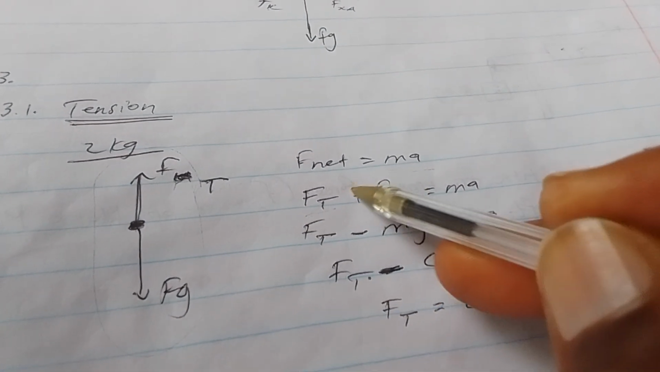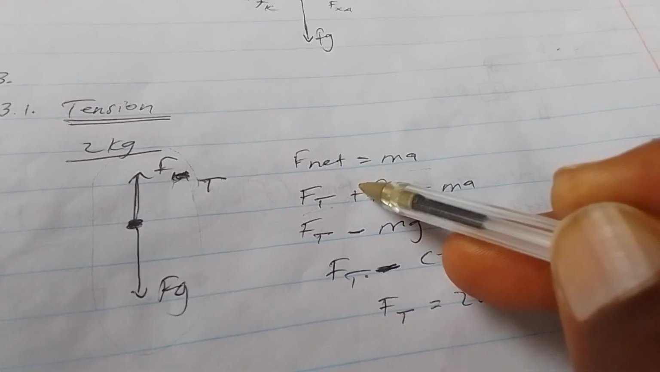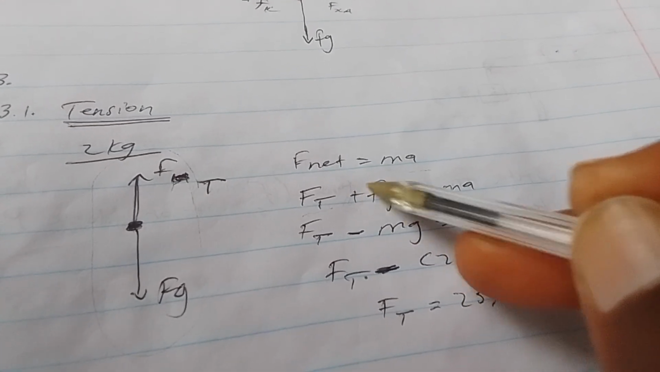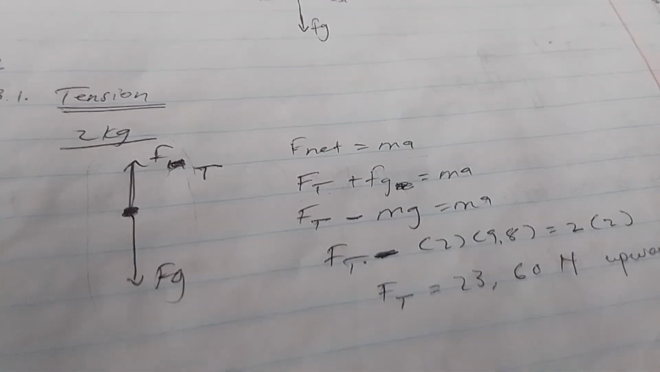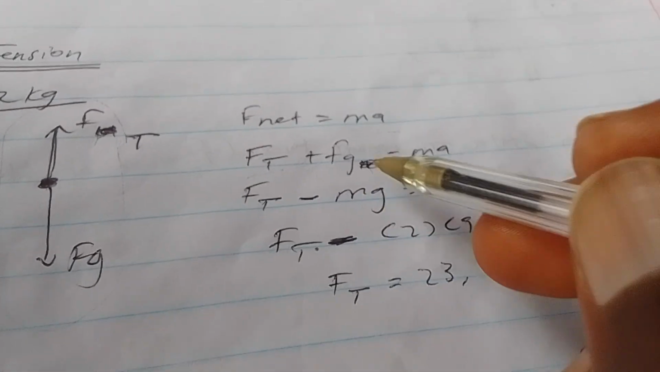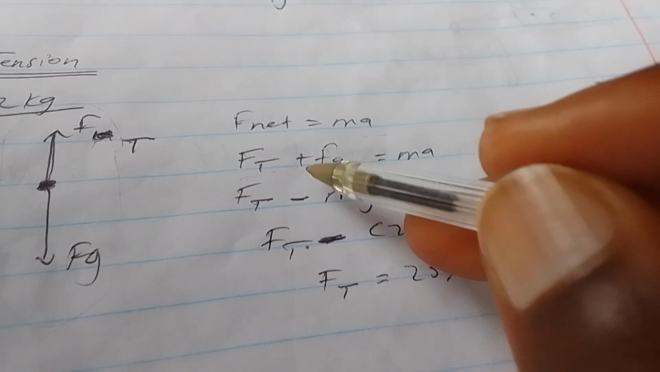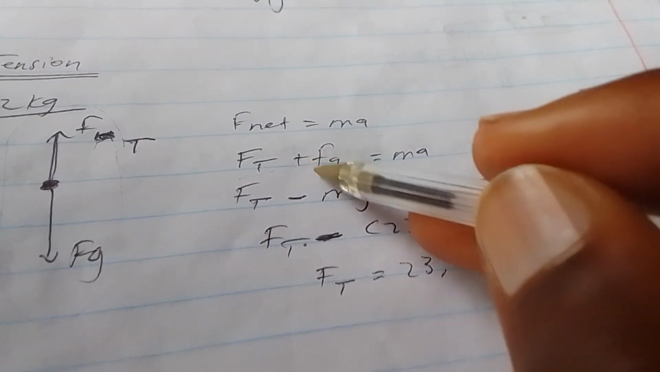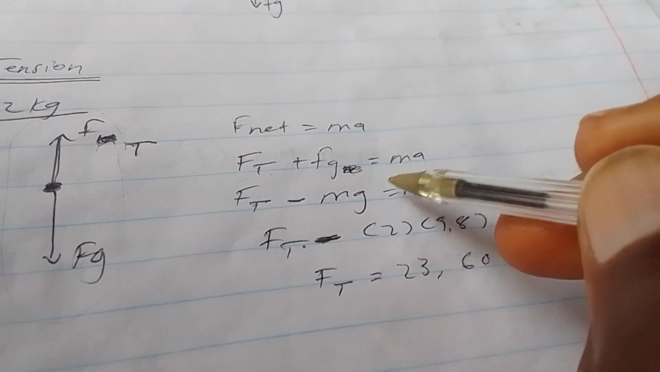Remember this sign, you only use it before you substitute the values. Our Fg value is acting downward, but the plus just represents the sum, so I'm just adding Ft plus Fg. We're not talking about the directions now.